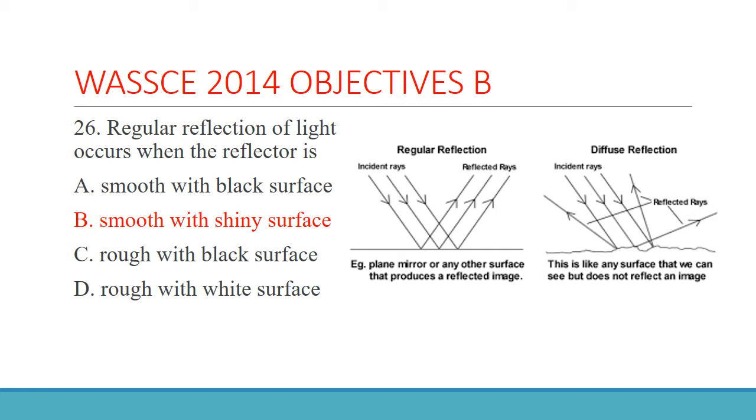Now, think of black surfaces: they do not reflect, they rather absorb. That's why it wouldn't be A. The smooth, fine surface would reflect, but black surfaces normally would absorb light rays. That's why it's not advisable to wear black clothing during sunny weather conditions, because you're going to absorb so much heat and then you feel uncomfortable.